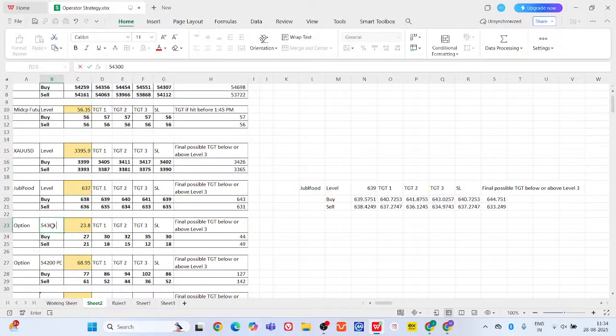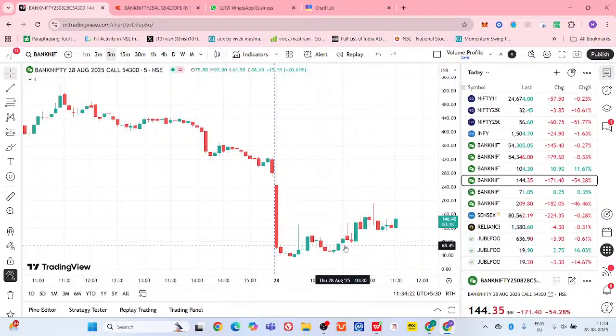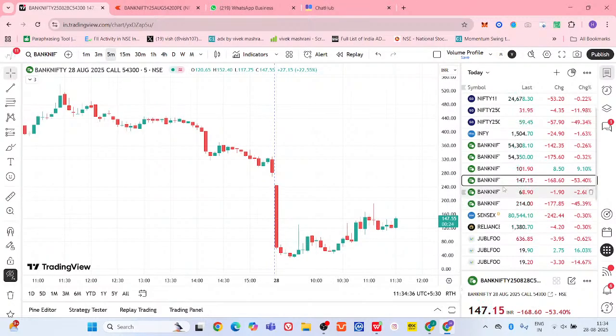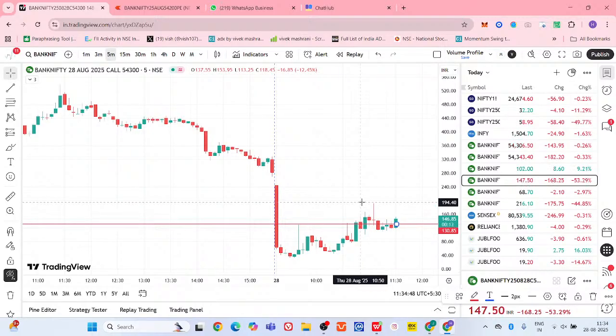54,300 CE. Okay. Right now market is bullish, so outside I don't need to see. I'll take 1030 closing now. 88. 109. It's already done 109. 162 is the next target for this. It's already done 162. Okay, we'll take 130 above. We'll do that. We sustain above 130. What is the target? 162. It's not a big target.